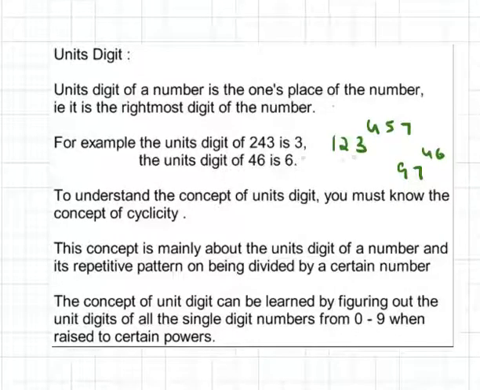It is not that difficult as we think. The first time when we write this, you feel that it's very tough because we can't just find out what 123 to the power 457 is. But you can definitely find the units digit, and that is because of cyclicity, which you have to know about. So we will discuss that. The concept is mainly about the units digit of a number and its repetitive pattern. That is, it's going to form a pattern and it's going to repeat. That is what you're going to see now.